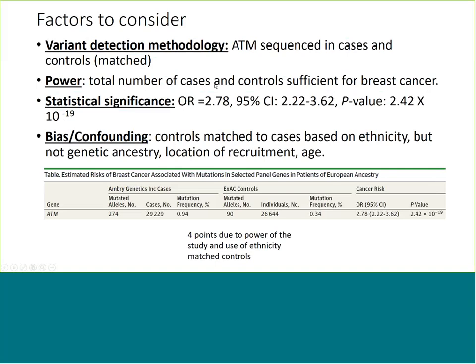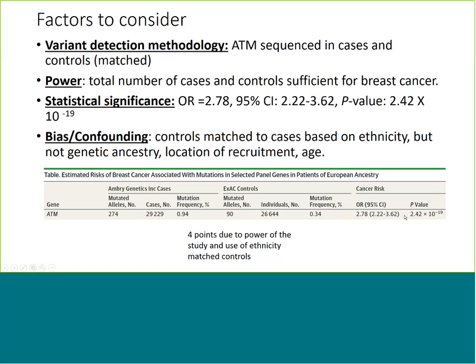The total cohort itself was about 121,000 individuals, but the reason only around 29,000 cases were looked at is that those are the individuals that were sequenced for ATM or had been referred for testing by a panel that had ATM on it. For statistical significance, the odds ratio was 2.78, which is also listed here, with a 95% confidence interval of 2.22 to 3.62.